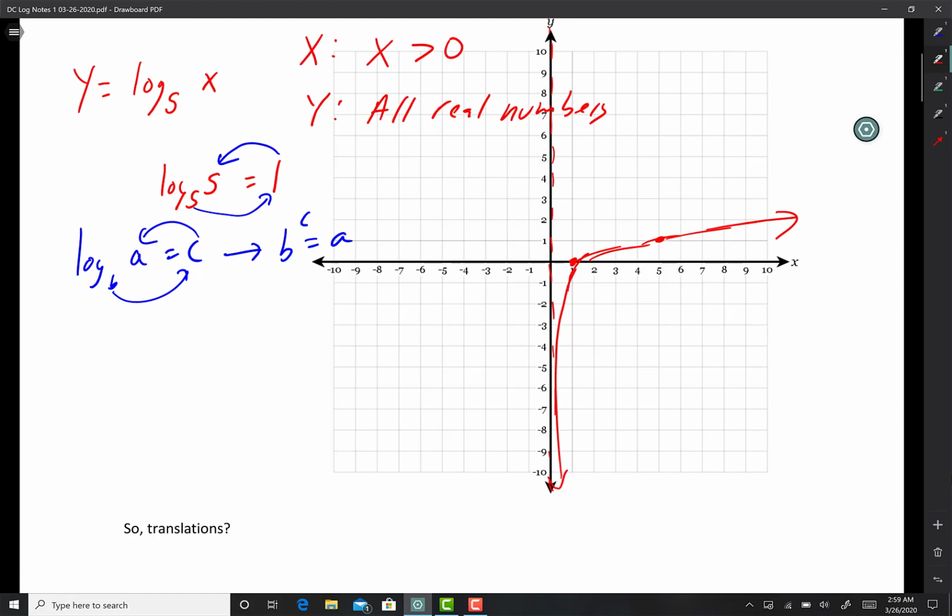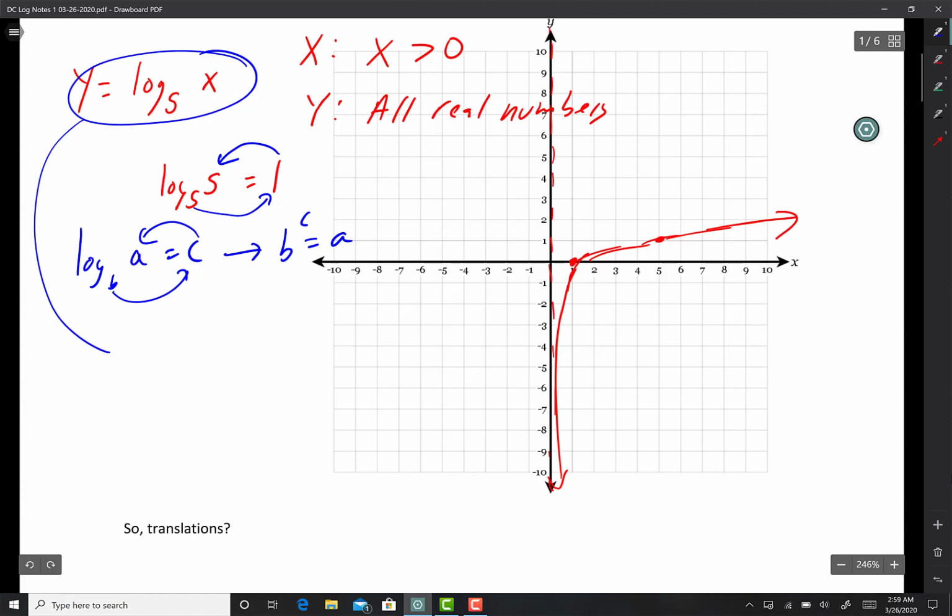So what is the inverse of this function? Well, the inverse of that function is your exponential function, which is going to be y equals 5 to the power x. So how's that going to look? Well, I'm going to have a point at 0, 1. And then since that was 5, 1, that means 1, 5. I'm going to have a point at 1, 5. And it's going to look like this, guys.